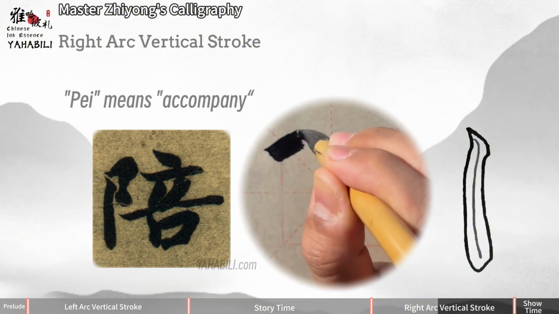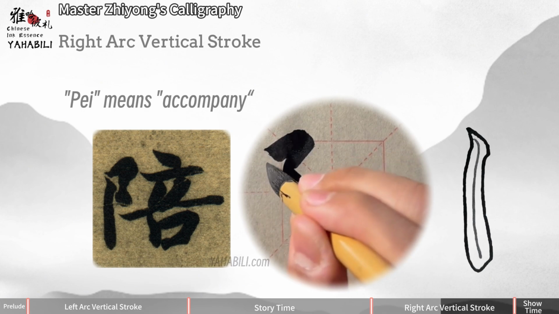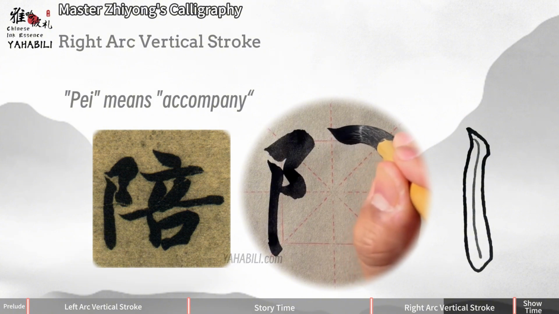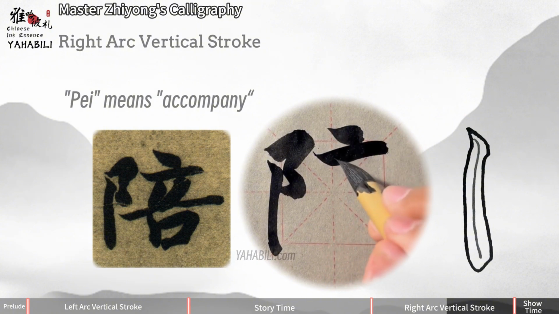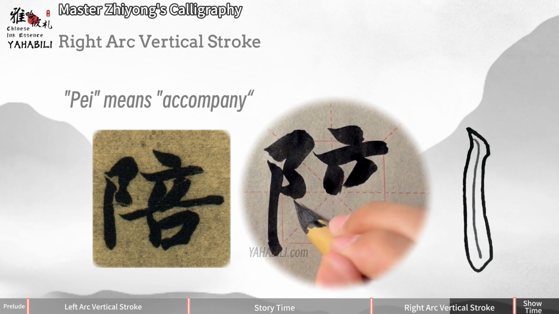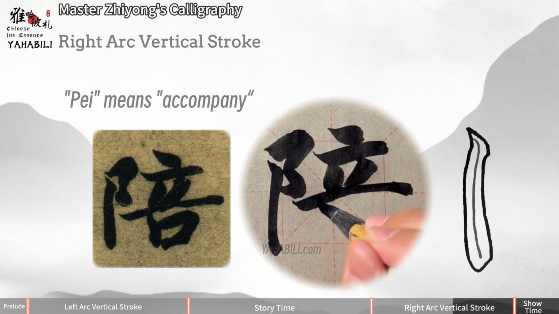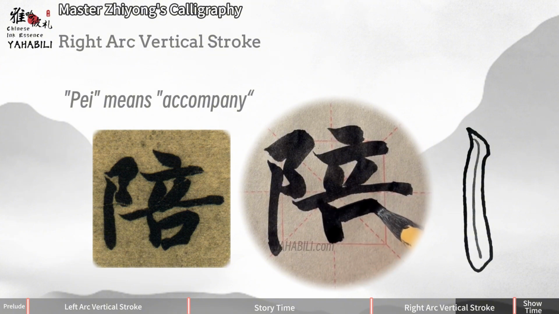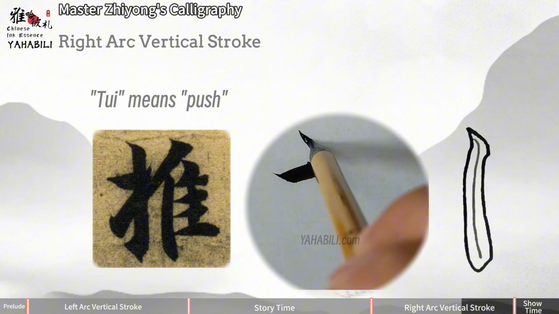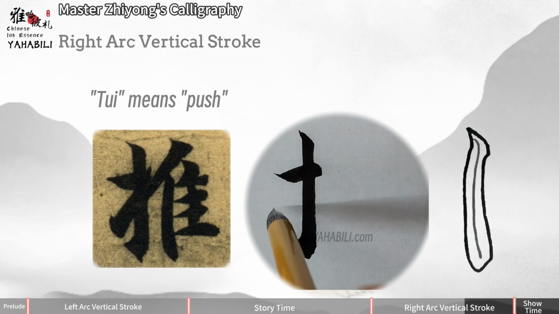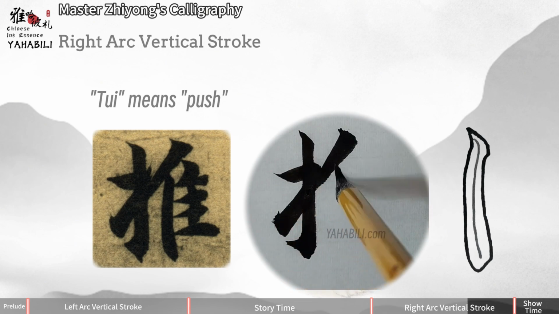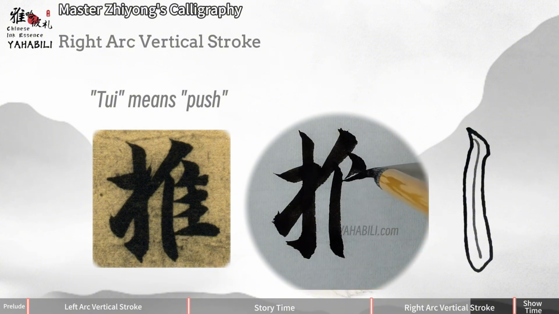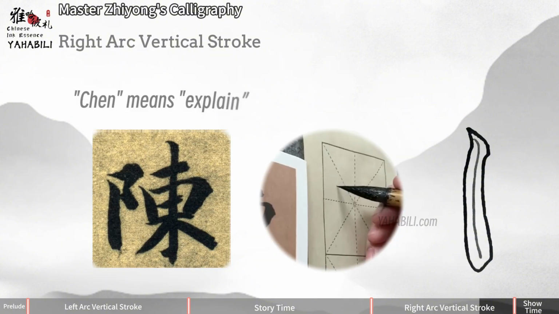Pei means accompany. Tui means push. Chen means explain.